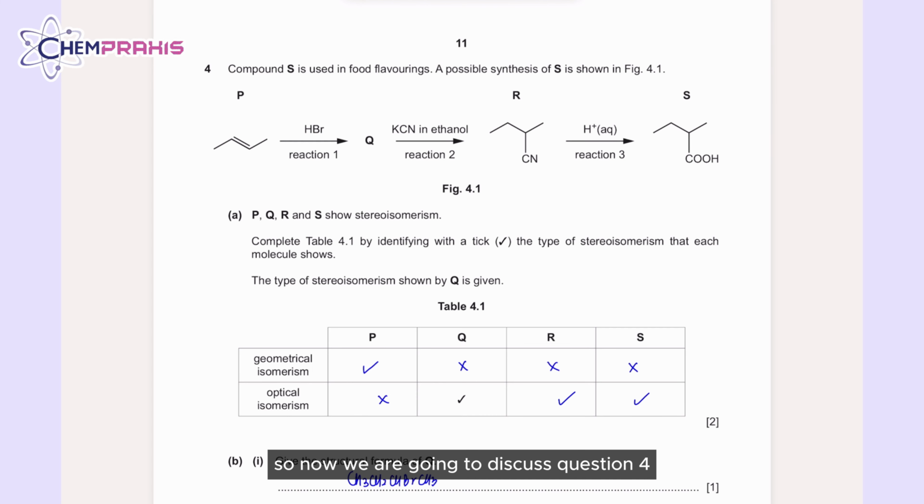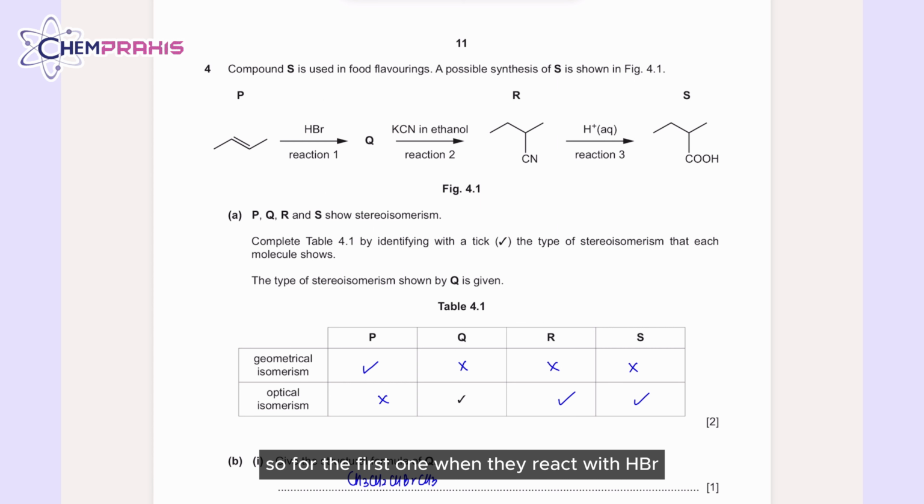So now we are going to discuss question 4. For question 4, compound S is used in food flavoring. A possible synthesis of S is shown in figure 4.1. So this is P, an alkene, which reacts with HBr to form Q. And then after that, we have KCN in ethanol, and also we have the H+ ion.